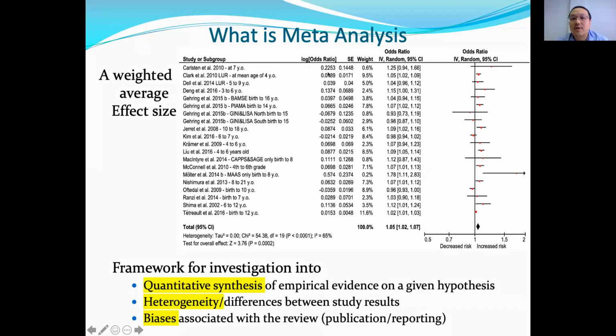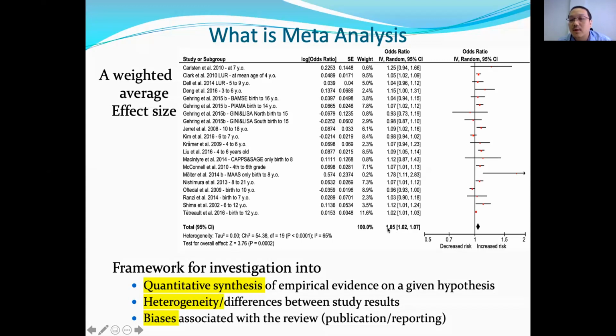Then we have this odds ratio. Since this is a medical paper, they use the odds ratio as the statistic that we look into. The odds ratio from each paper is the statistic that we need to extract from the empirical research. And standard error and weight. For the weight, there is a formula using 1 over the standard error to get the weight. And it comes into a pooled effect size.